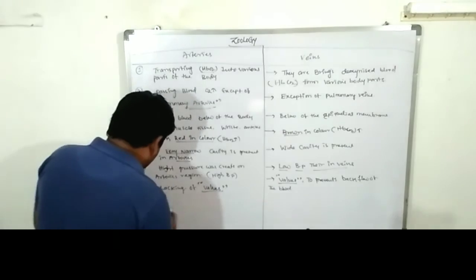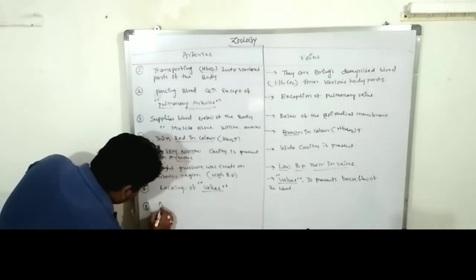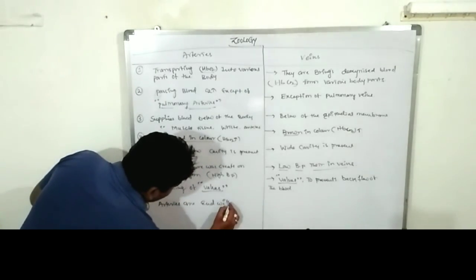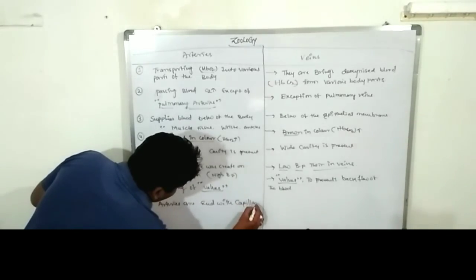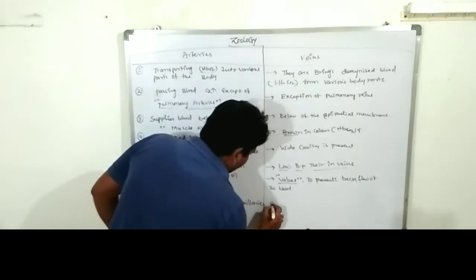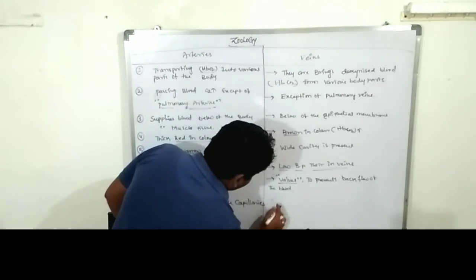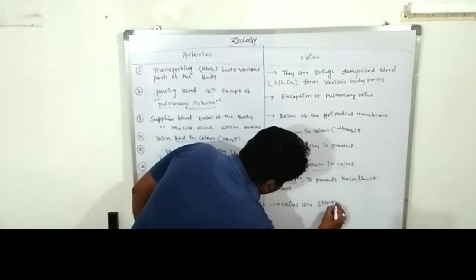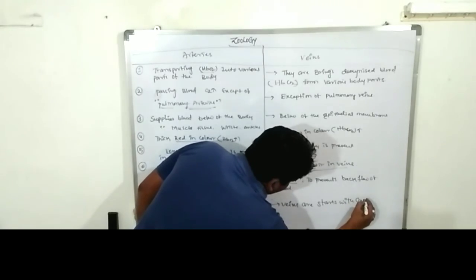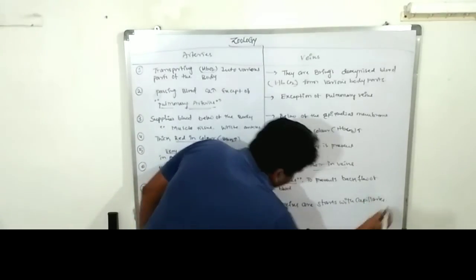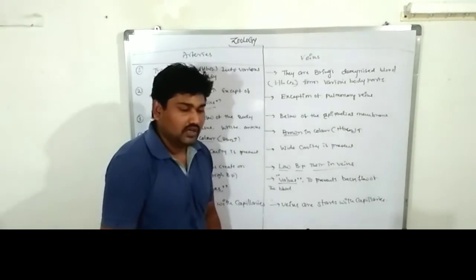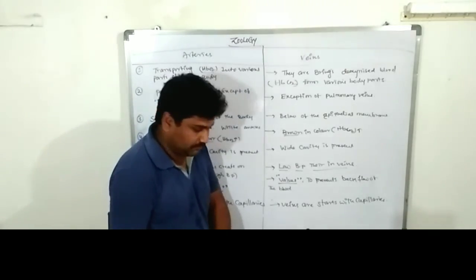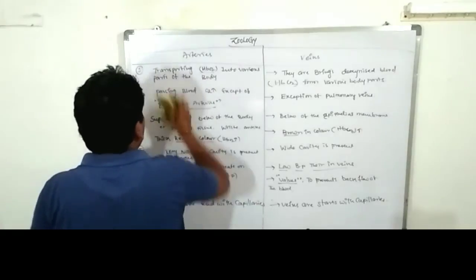Clear? A very important point: the arteries end with capillaries. Next, the veins start with capillaries. So this is the information. Next we are discussing the disorders of the circulatory system. Are you clear? Yes.